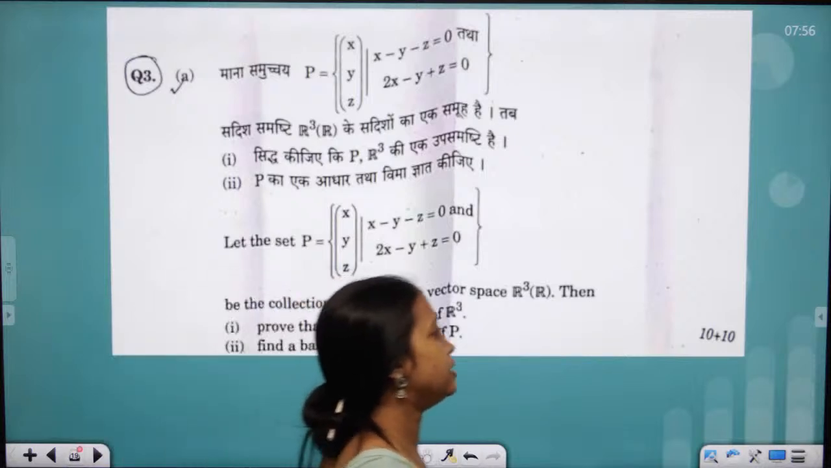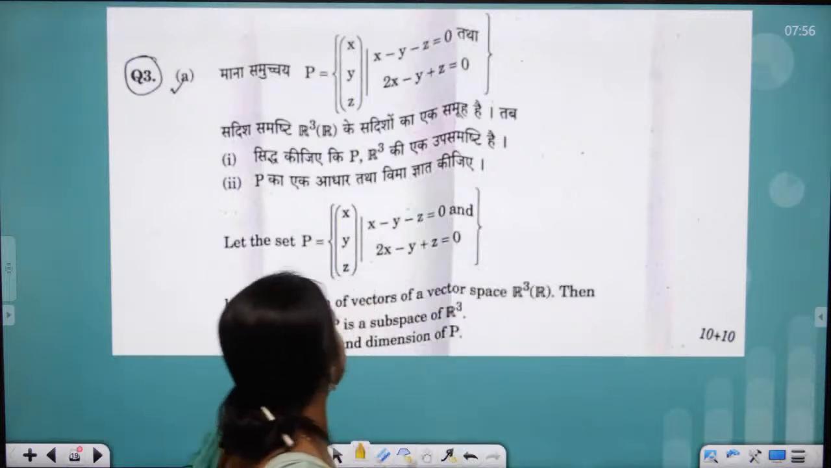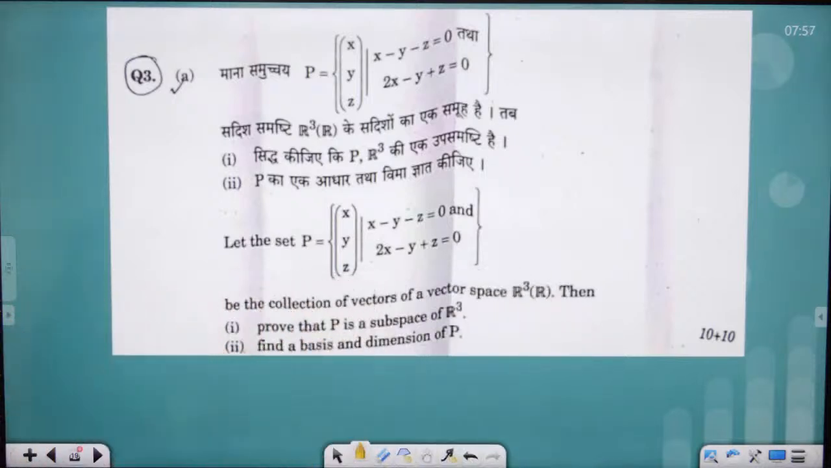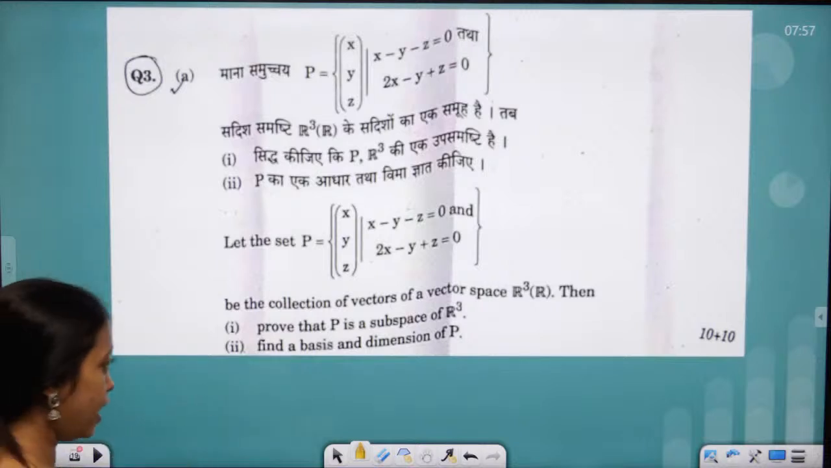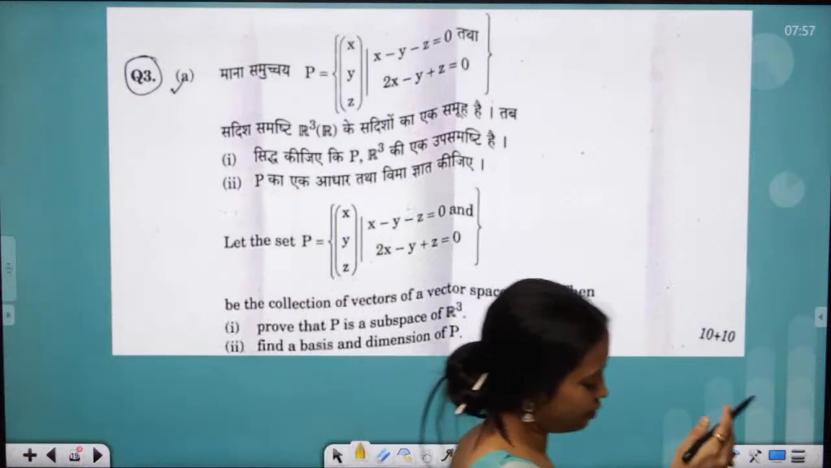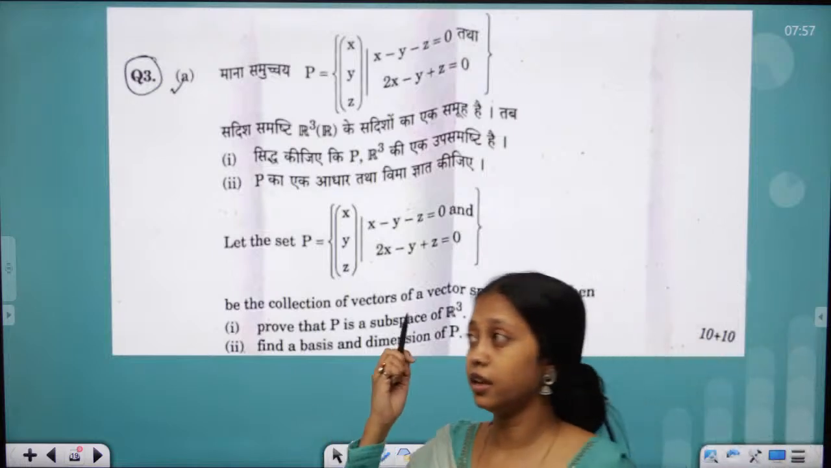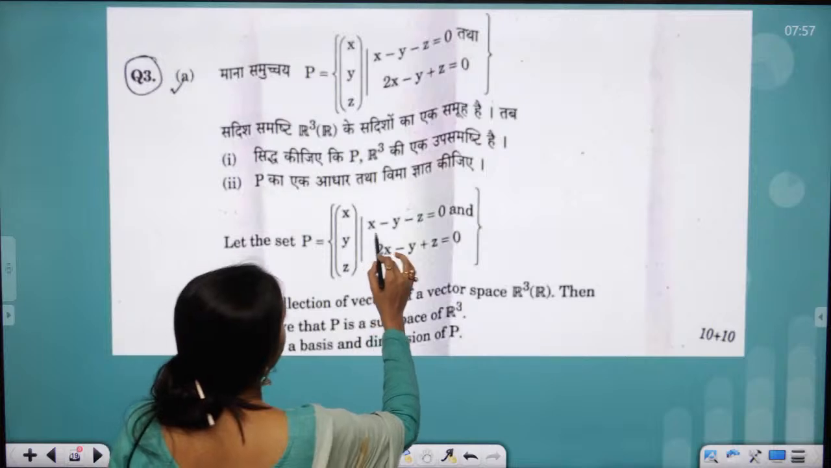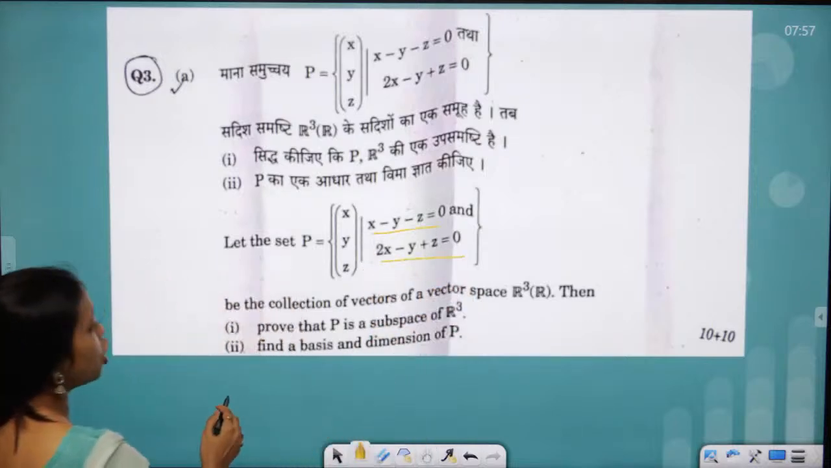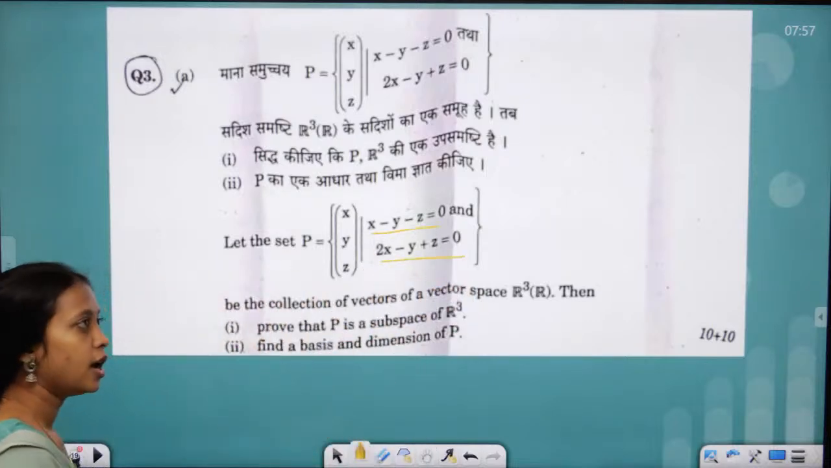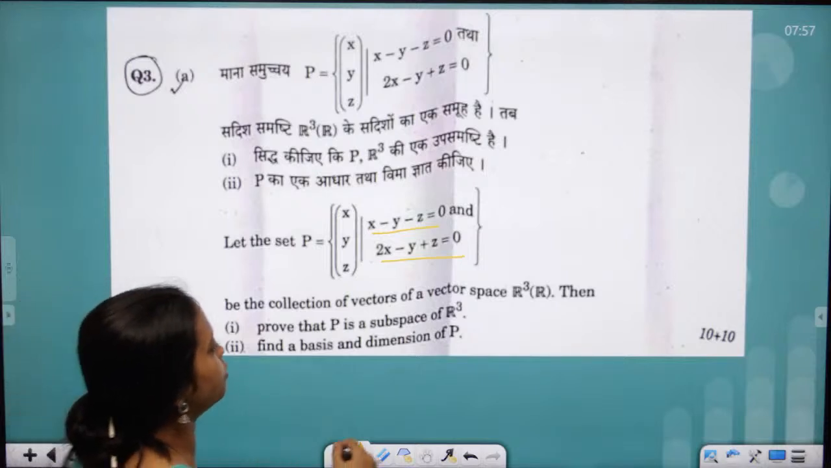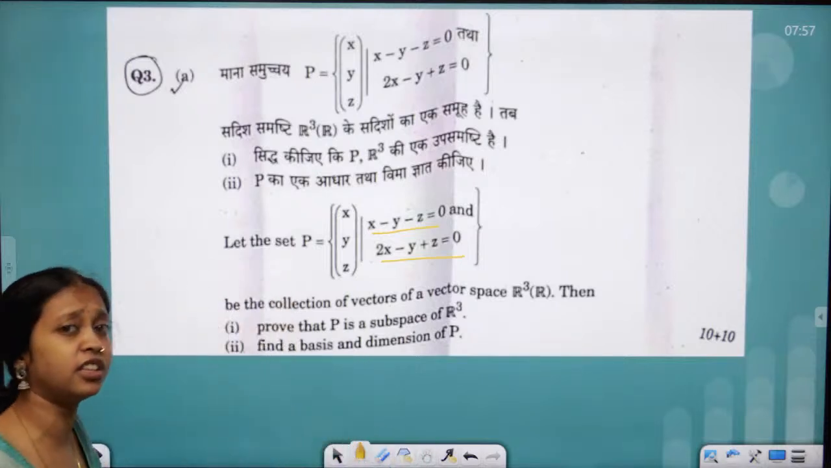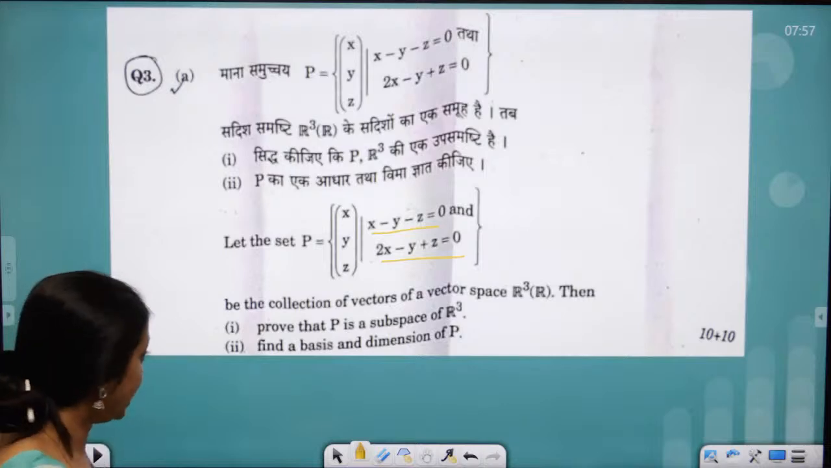Again, linear algebra, question number 3. For this batch I have been discussing these kinds of questions, tons of questions. P is the subspace given by these two conditions. Prove that P is a subspace. If I want to prove that P is a subspace, it's not like check whether it is a subspace or not. They are telling you to prove.